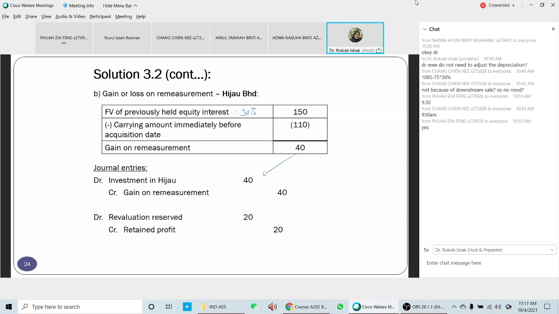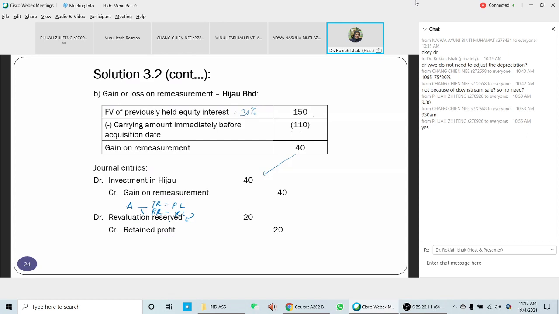And then for the Hijau here, we have a revaluation reserve of 20. This type of investment in Hijau is an associate. For an associate, once you have a translation reserve, transfer it to P&L. Once you have a revaluation reserve, transfer it to retained earnings. So debit revaluation reserve, credit retained earnings 20. So you need to look at the treatments here; it depends on what type of investment you previously had. It will be different.